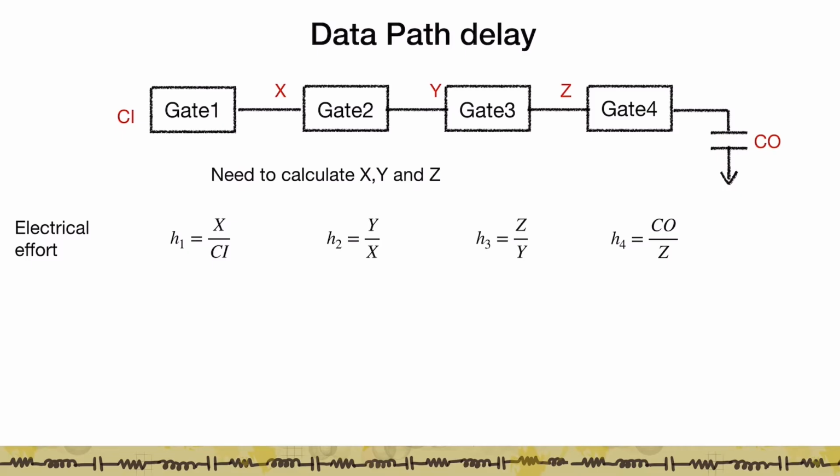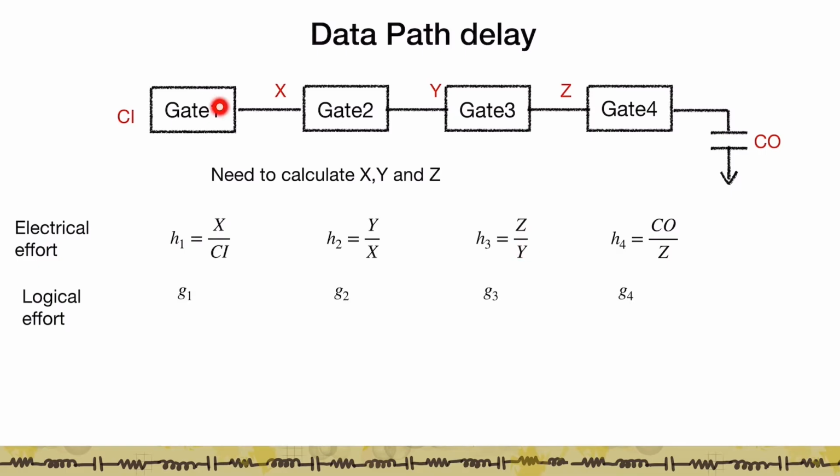So if I label the electrical efforts as H1, H2, H3 and H4, the electrical efforts are going to be just the output of the gate divided by the input of the gate. For example, if I look at gate 3, the node at the output of gate 3 sees an input capacitance of Z from gate 4, and the input capacitance of gate 3 is Y, and hence the electrical effort associated with gate 3 is going to be Z upon Y.